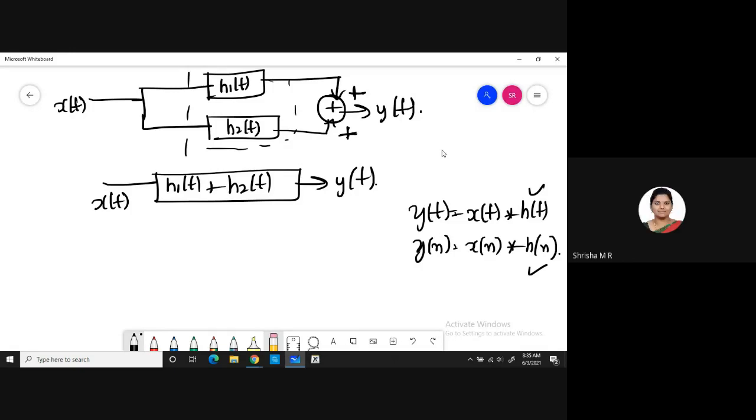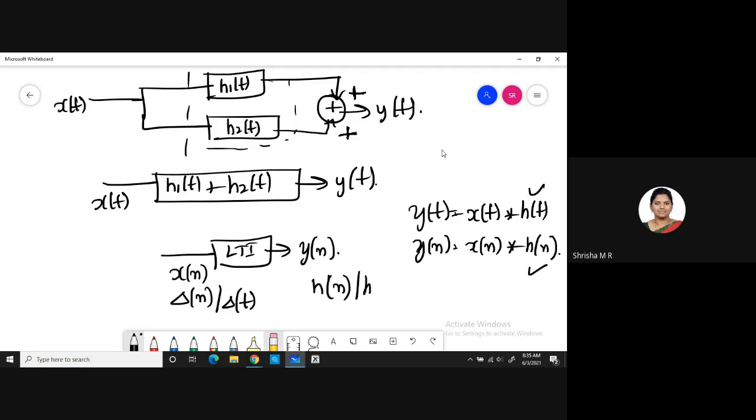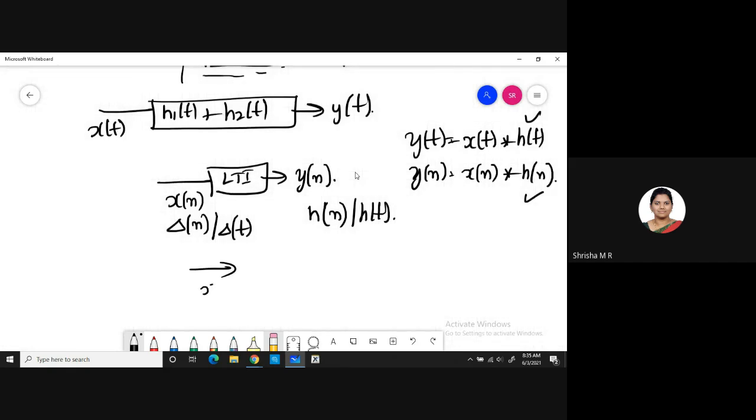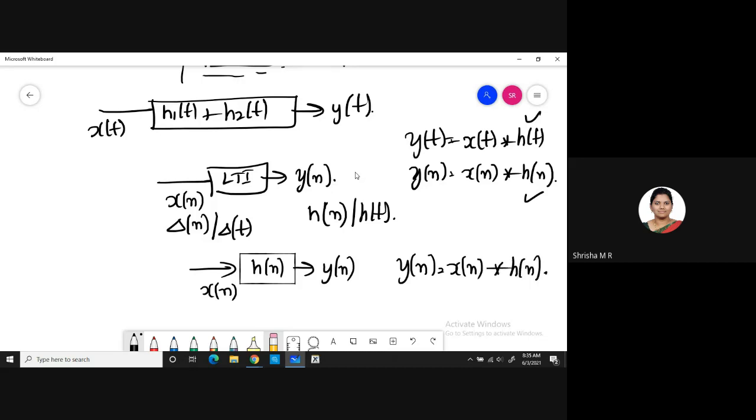So what is impulse response? If you are giving x of n to the LTI system, you are getting output y of n. What if you give delta n, the impulse signal, delta n or delta t? You get the impulse response, that is h of n or h of t. Got it? So what do you conclude? If x of n is given to a system having impulse response h of n, the output will be y of n, which is nothing but x of n convolved with h of n. Got it? Or y of t is equal to x of t convolved with h of t. Clear?